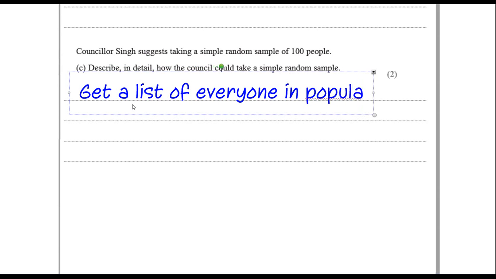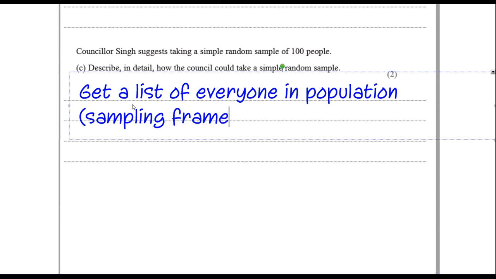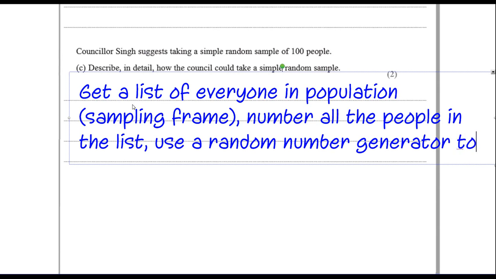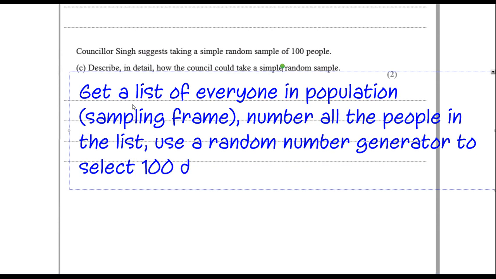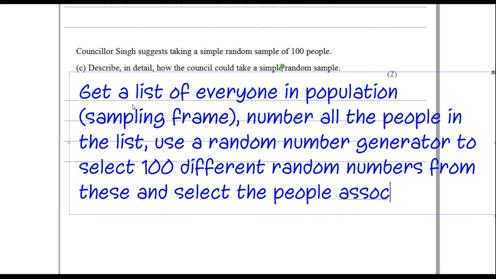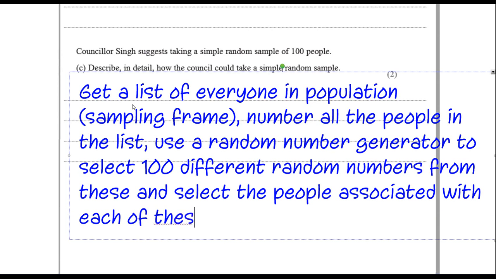In population, we'll show off we know what it is. We would then number all the people in the list. Use a random number generator to select 100 different random numbers from these and select the people associated with each of these numbers. Okay, done.